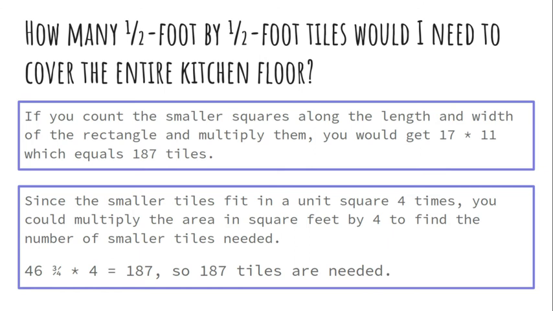Since the smaller tiles fit in a unit square 4 times, you could multiply the area, which we already know, by 4 to find the number of smaller tiles needed. 46 and 3/4 times 4 equals 187. If you multiply that mixed number times the whole number using an area model, you would find that 187 tiles are needed.